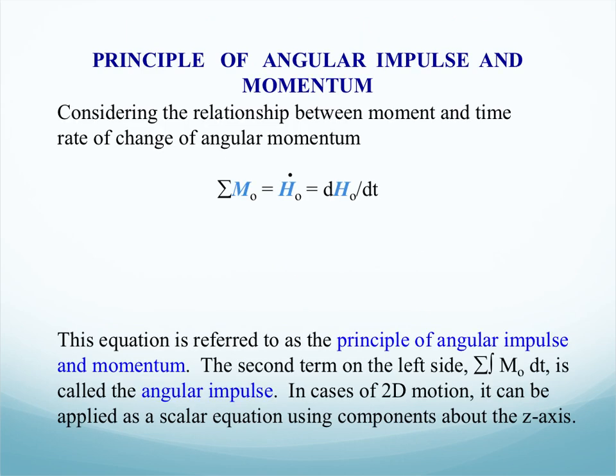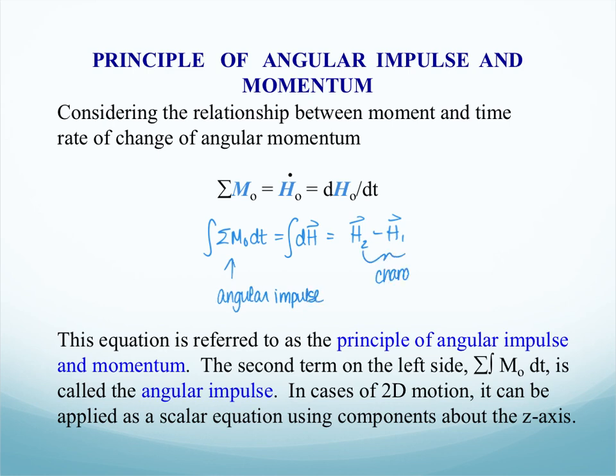If we rearrange this expression, we have the sum of the moments over time is equal to dh, and if we integrate that, we have h2 minus h1 is equal to this. And so this is like the angular impulse, and this is equal to the change in angular momentum.